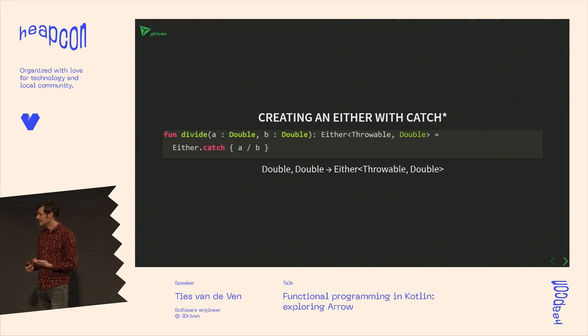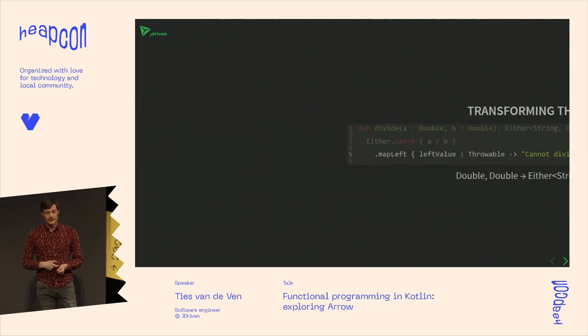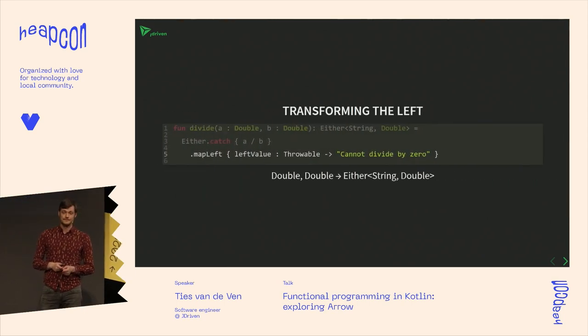You can also see the function signature now is that I get back an Either of Throwable or Double, because Either.catch has a Throwable as an error type. If you want to go back to a string as a left side, that's quite easy. We can just call mapLeft on it. This is a function that only gets executed if it's an instance of Left, and then it can transform it into, in this case, a string. If it was an instance of Right, this method just doesn't get executed.